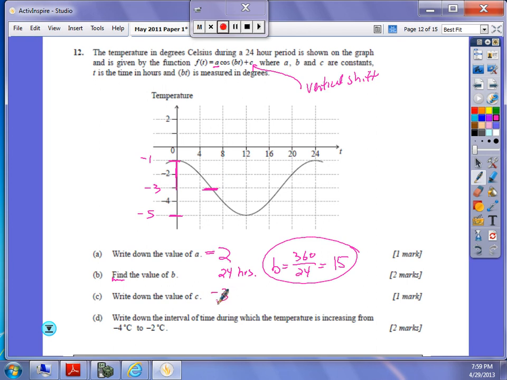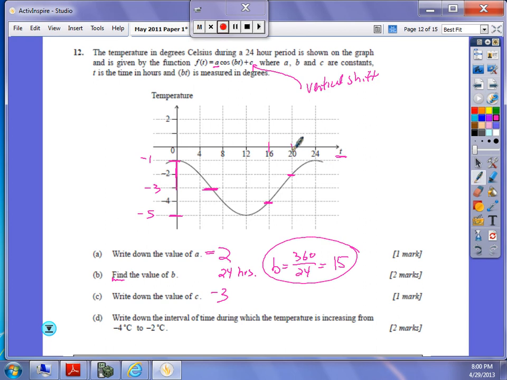And then the last part says to write down the interval of time. Now when we're talking about intervals, we're talking about the x value. So there's an interval of time during which the temperature is increasing from -4 to -2. So where is the temperature increasing from -4 to -2? So here are the y values, -4, oops, I should mark that one, to -2. I didn't do that right the first time. And what are these x values?